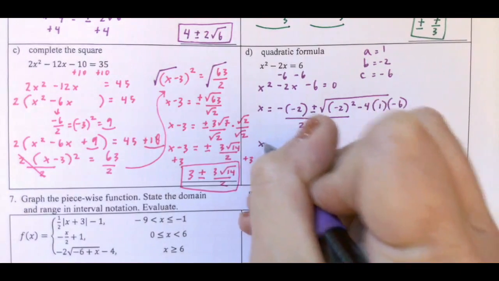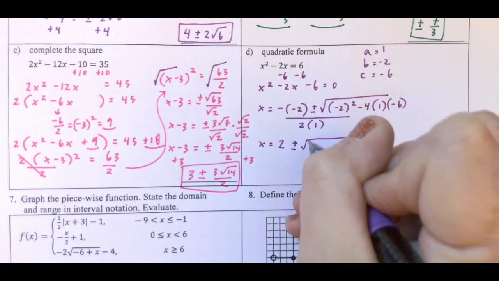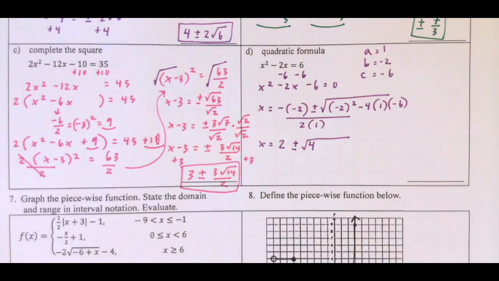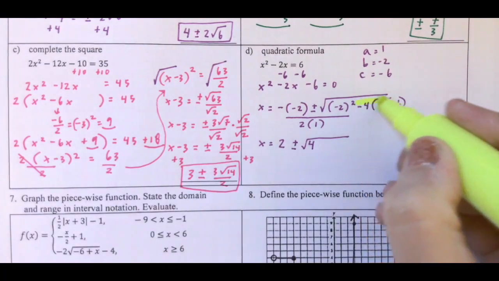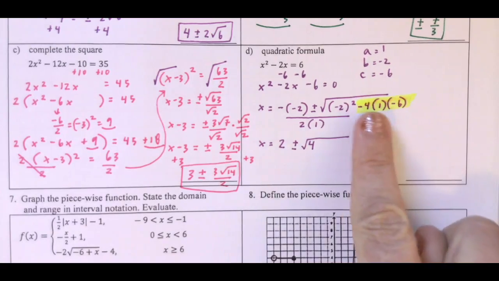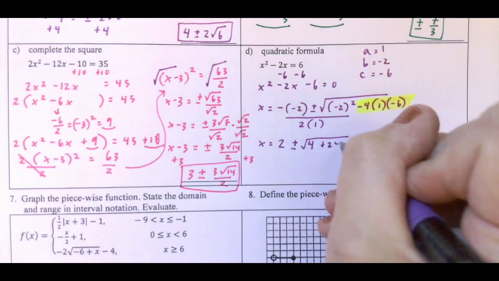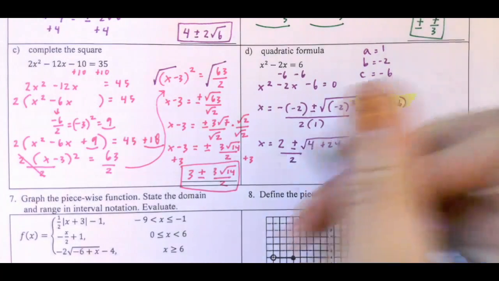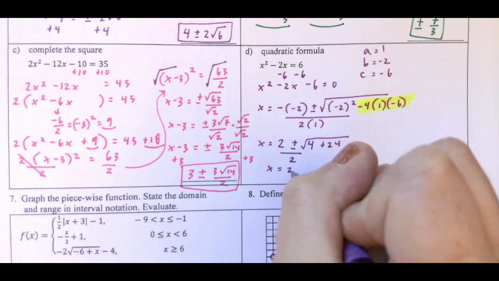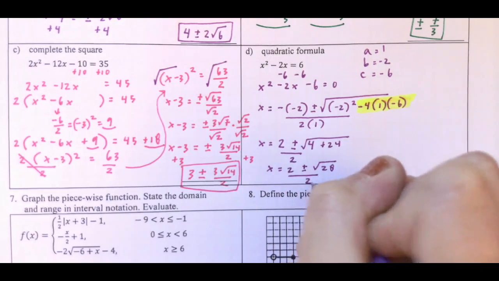Clean it up. x equals 2 plus or minus the square root of 4. And this is a place where I commonly see a mistake, a sign error here. So I'm going to point that out so you don't make it. So a negative, positive, negative makes a positive 24, and then all over 2. So x equals 2 plus or minus the square root of 28 all over 2.